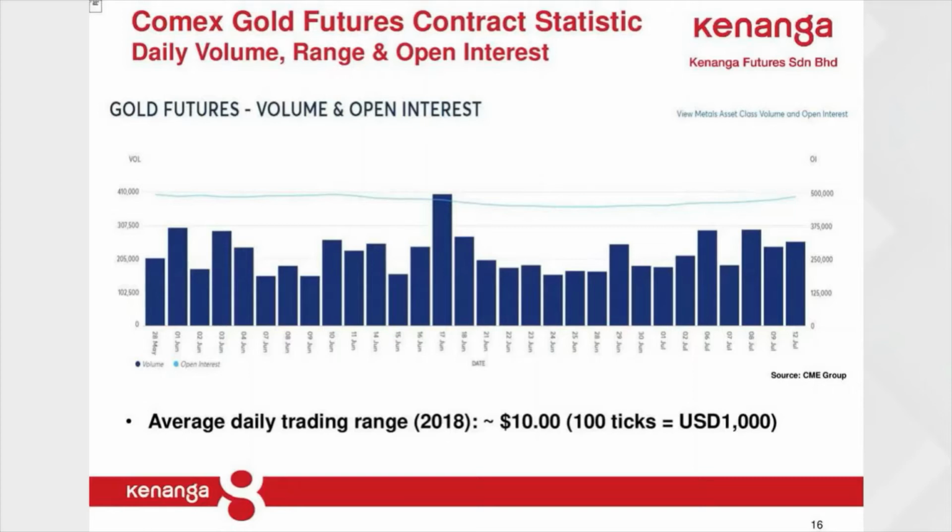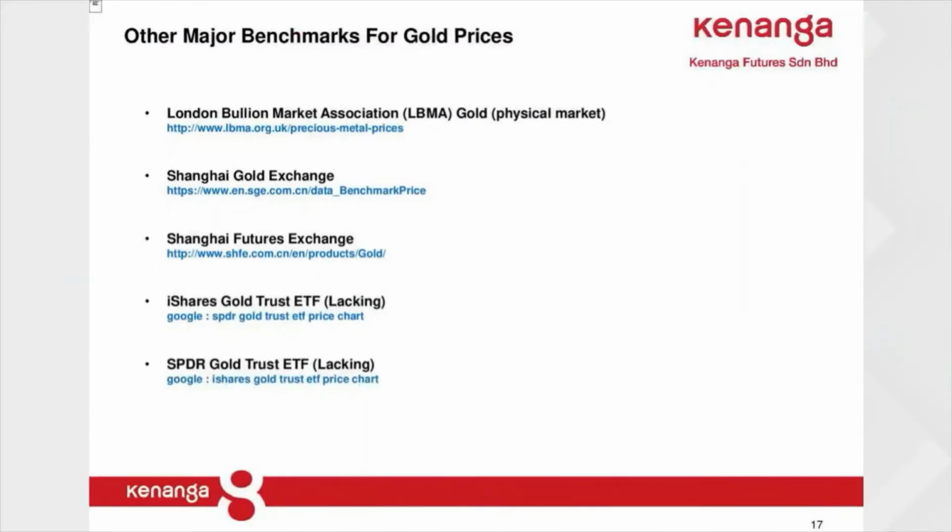And of course, the average trading range is about $10, which, as we can see from the previous slide, one tick is equal to 10 cents, right? So $10 is equal to 100 ticks. So the range is about $1,000 in terms of value potentially, of course. And these are other major benchmarks for gold. Of course, we have London, Shanghai, and the gold ETF. Right now we are explaining the Comex one, the US gold futures. These are the other benchmarks for you to monitor gold prices.